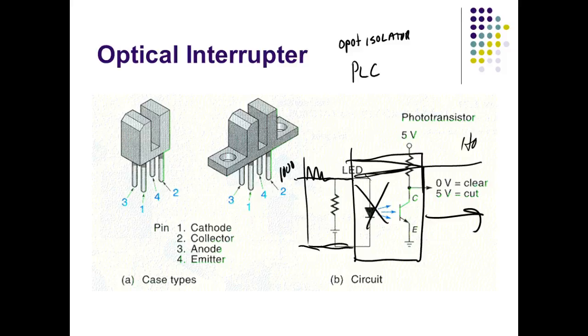PLCs use them on both their inputs and their outputs. So what this does, it isolates the electronics of the PLC from what you're hooking up to the thing and what you're controlling with the thing. So these are called optical isolators. They work a lot like an optical interrupter. In fact, if I come up here and just enclose this whole thing in, you don't see the light going through it.